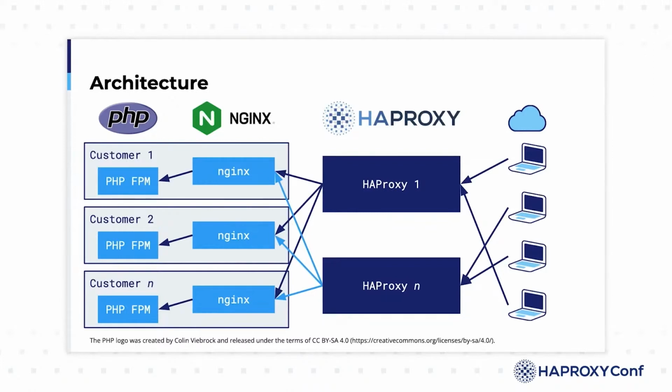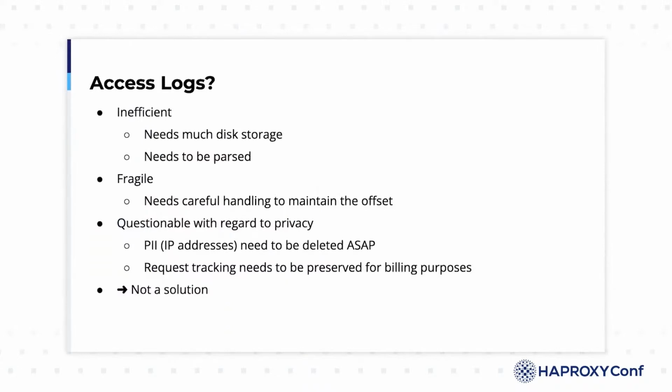After we discussed the requirements and Vault Lab Cloud's architecture, let us have a look at possible locations to insert the request tracking logic. One possible solution might be leveraging the access logs of the services and using them to derive the number of dynamic requests handled. However, access logs are inefficient as they can require hundreds of gigabytes of disk storage, and they also need to be parsed to extract the required information.